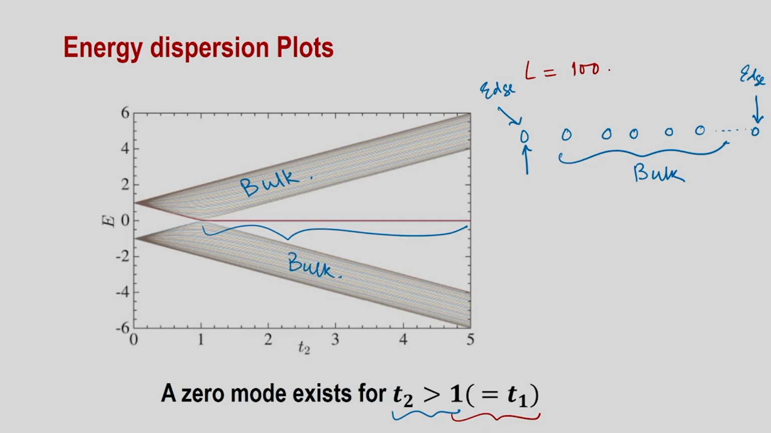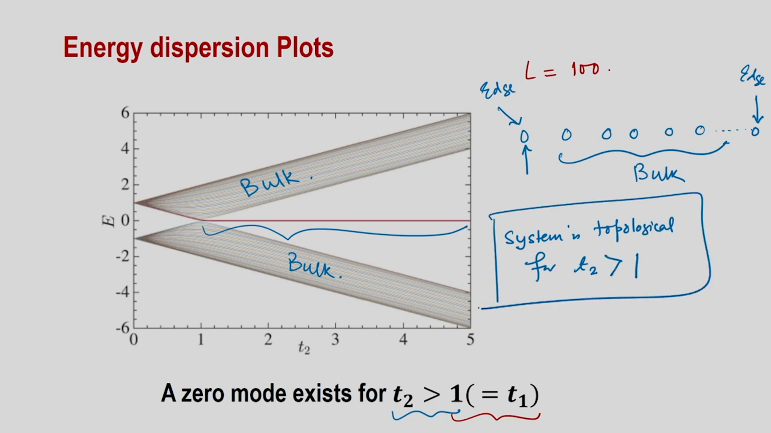So, the system is topological here, because the 0 modes exist. You can add two edge modes, and it does not matter to the system whether you have added them or deleted them, because they are modes with 0 energy.